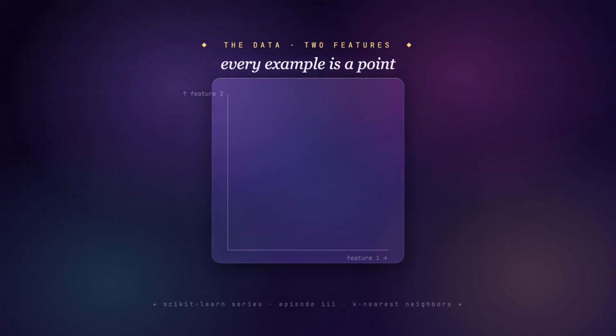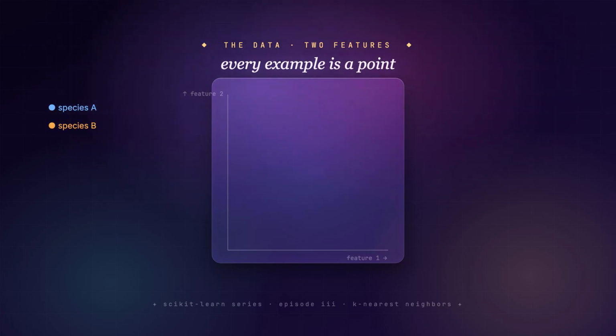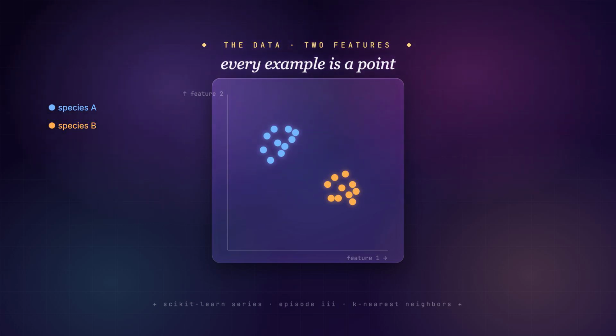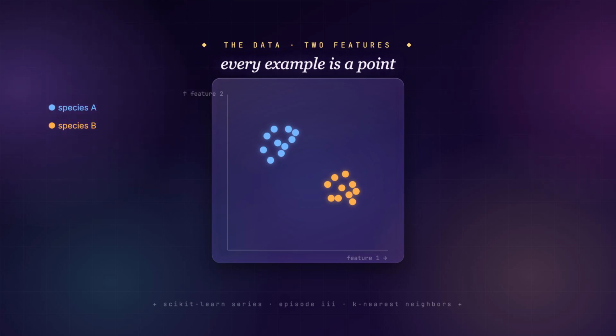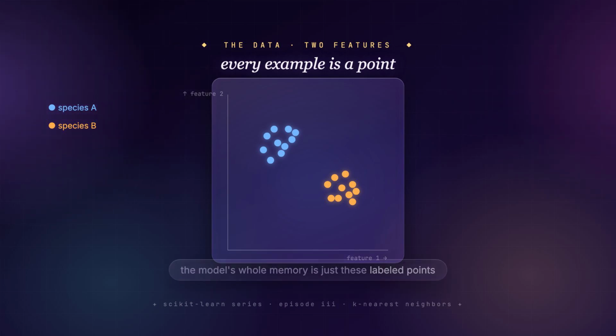Let's switch to a picture with two features now, so every example is a point on a plane. Say we're sorting two kinds of flowers. The blue points are one species, the amber points are another. Each one is an example we've already seen and labeled. And this collection of labeled points is the model's entire memory. That's literally all it keeps.